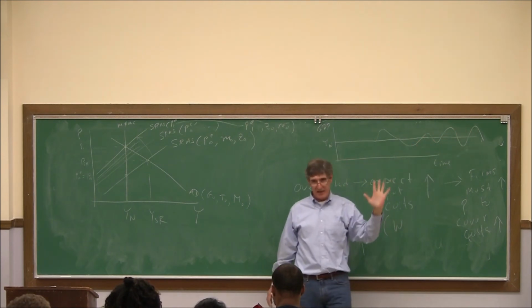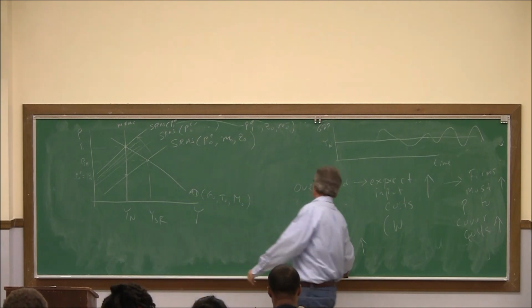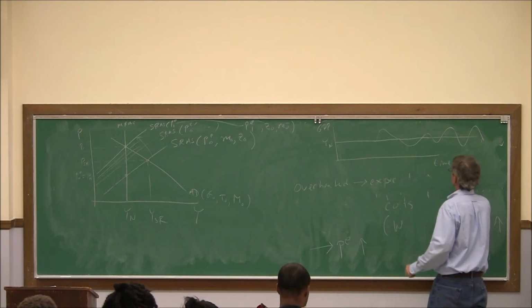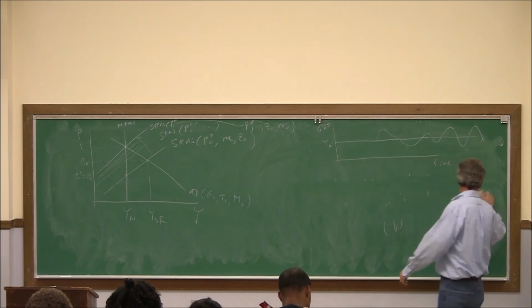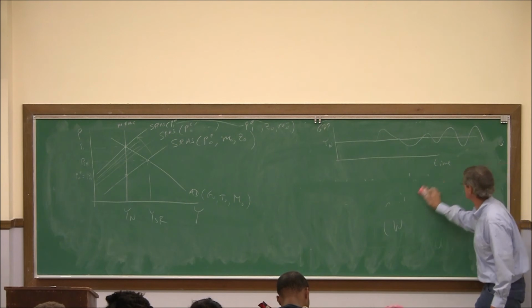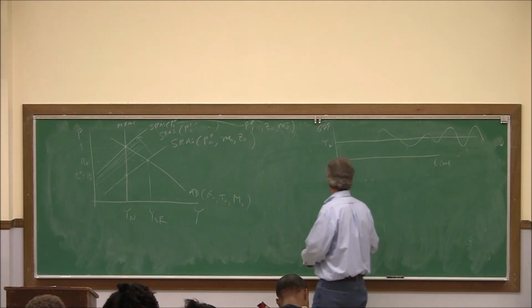Now we're going to look at the other case where we're below the natural rate and see how you adjust. So now we're going to have an underheated economy, or a recessionary economy, an economy in recession, and see what happens in that case. It's just the opposite.